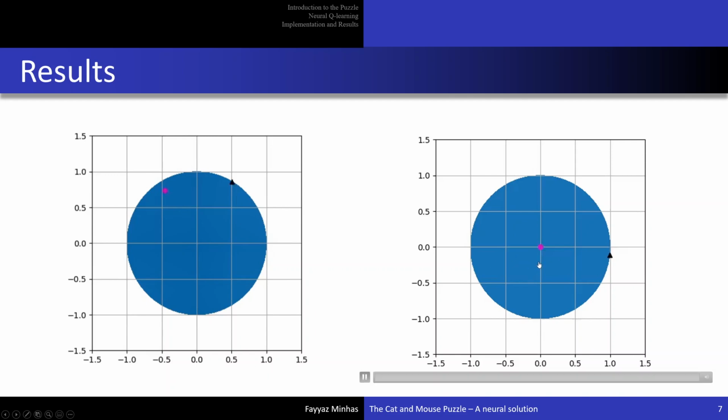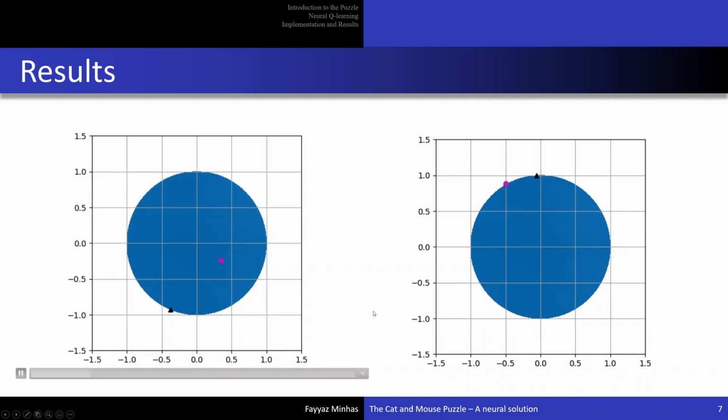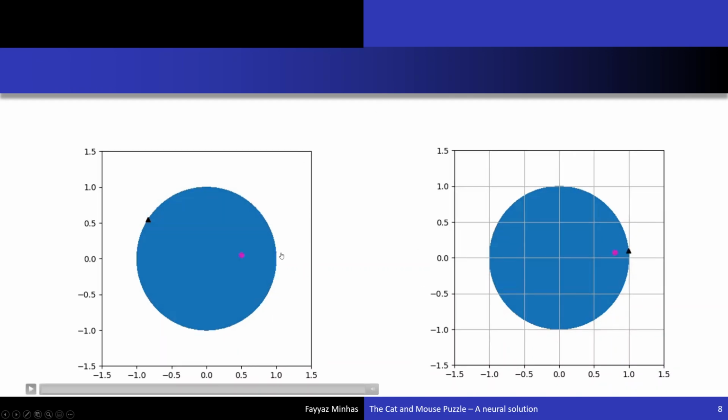This is another simulation, another episode. The position of the cat is different, and you can see that the mouse moves around until it escapes. The cat almost got it, but ultimately the mouse escaped. So that's another success. Let's take another look at some more videos.